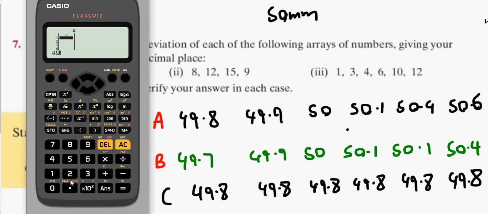So I'm going to do 49.7. I'm going to do 49.9. 50.